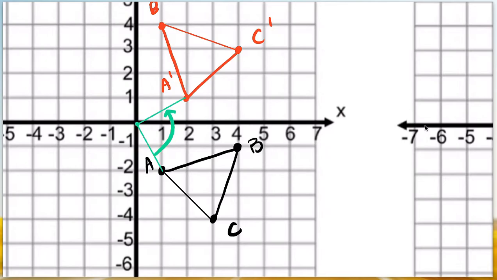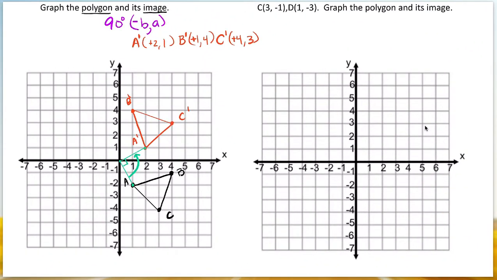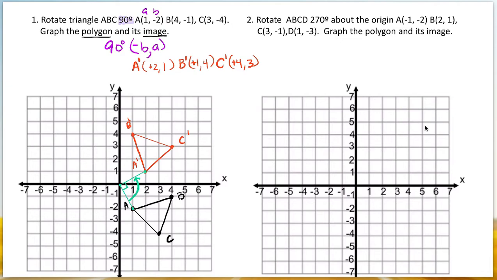And we can see that this appears to be 90 degrees, and we could check the slope of these segments, and we could verify that they are perpendicular to each other and do give us a 90-degree turn. And that's how you do a rotation. Let's look at another one.